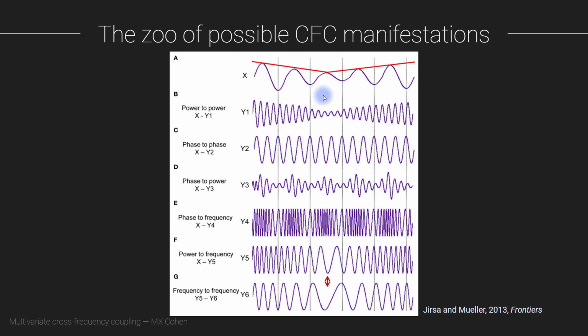Now, that's not to say that all of these forms of cross-frequency coupling happen in the brain, and this is not to say that these are physiologically meaningful and interpretable methods of implementing computations in the brain. But this is just the realm of mathematical possibilities for the way that two different signals can interact across different frequencies.